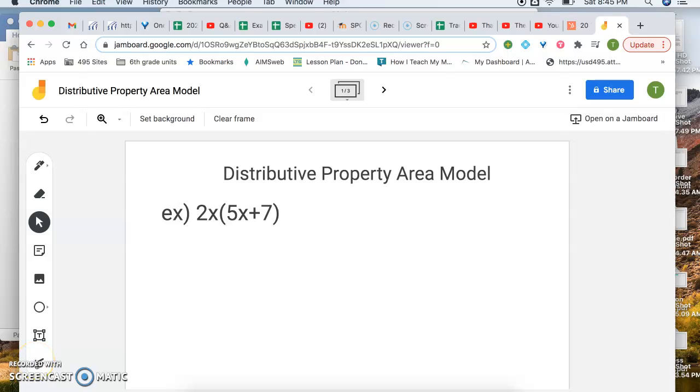So today we are going to start looking at the distributive property and specifically with the area model. We've seen the distributive property before. For example, we have something like this. We have our monomial here with a binomial.